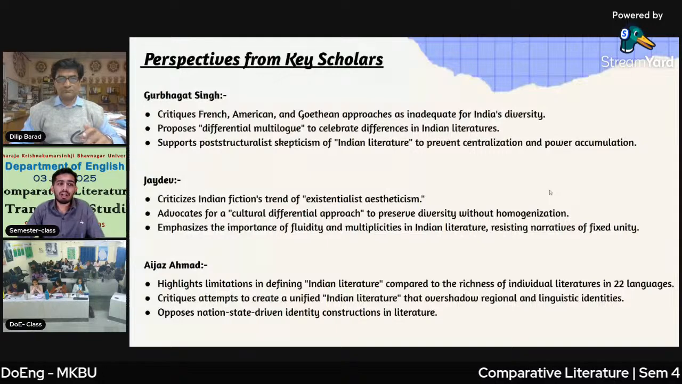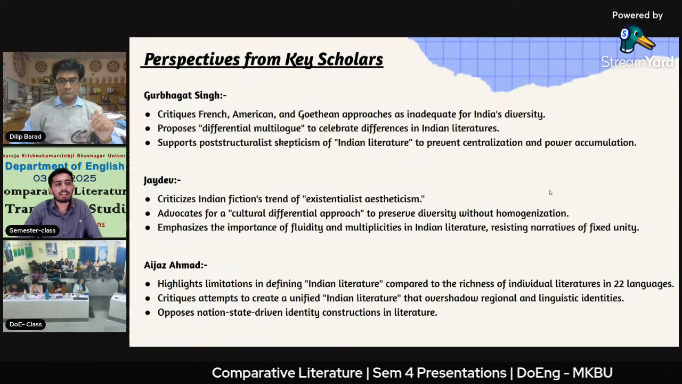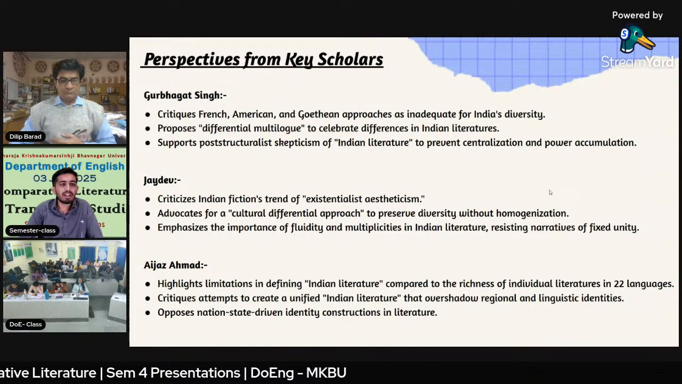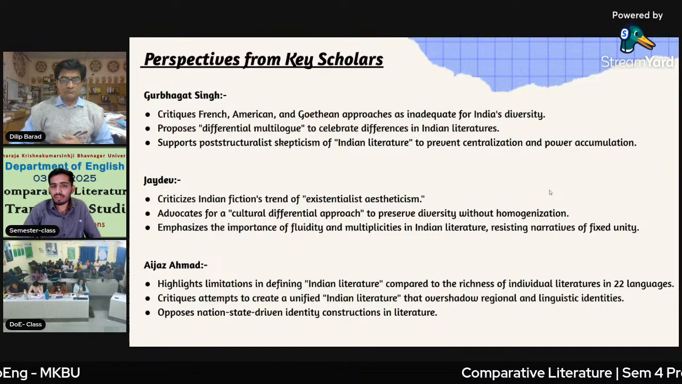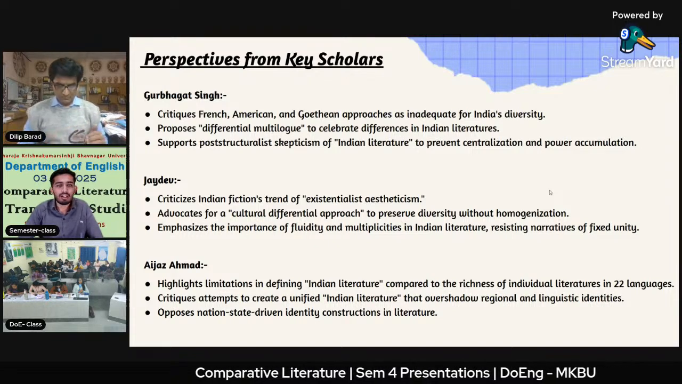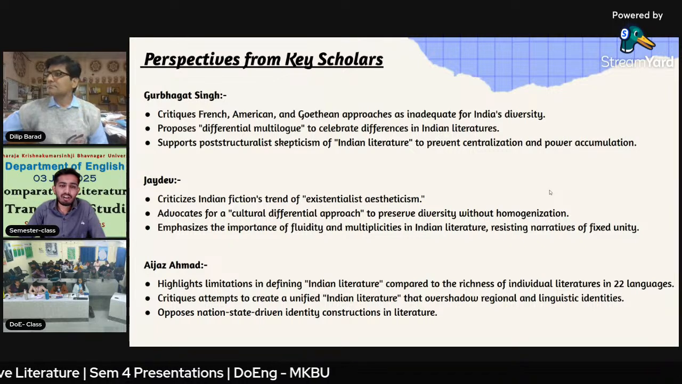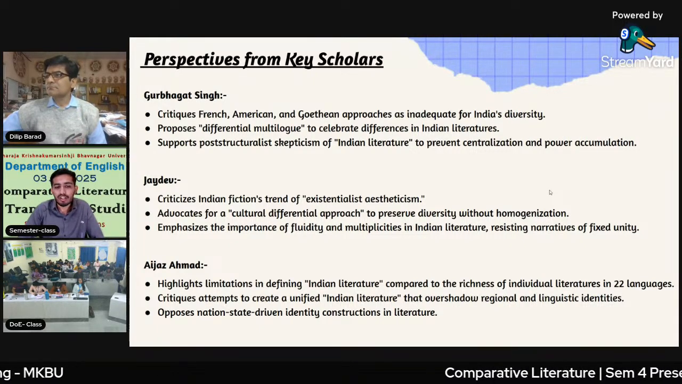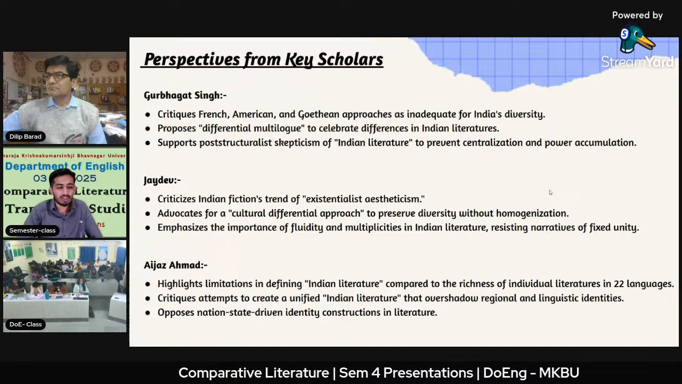Dev has used many references of various scholars. I have presented a few of them here. First is Gurbhagat Singh. Gurbhagat Singh criticizes Western approaches, saying they are inadequate for Indian diversity. Second is Jadav. He criticized Indian fiction's trend of existentialist aestheticism, and he emphasized the importance of fluidity and multiplicity in Indian literature, resisting the narrative of fixed unity.